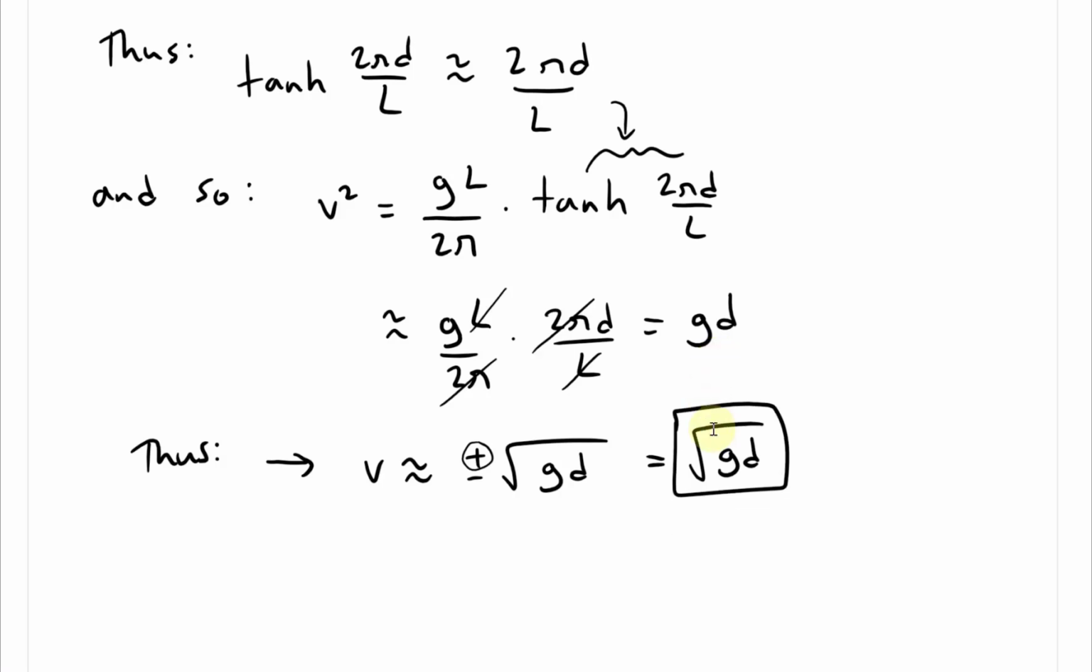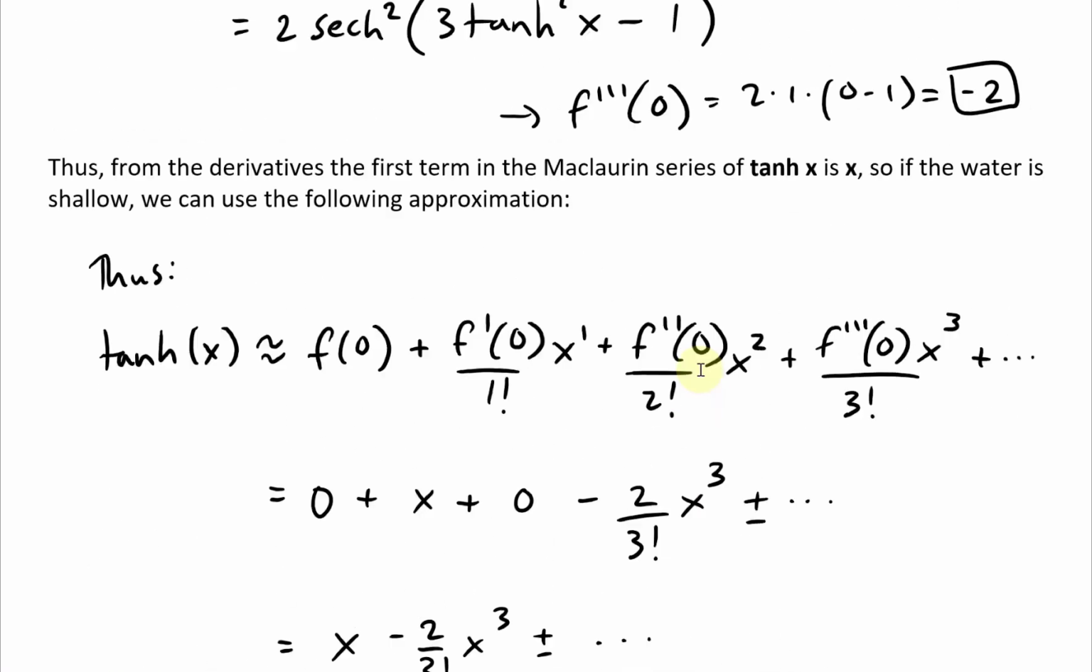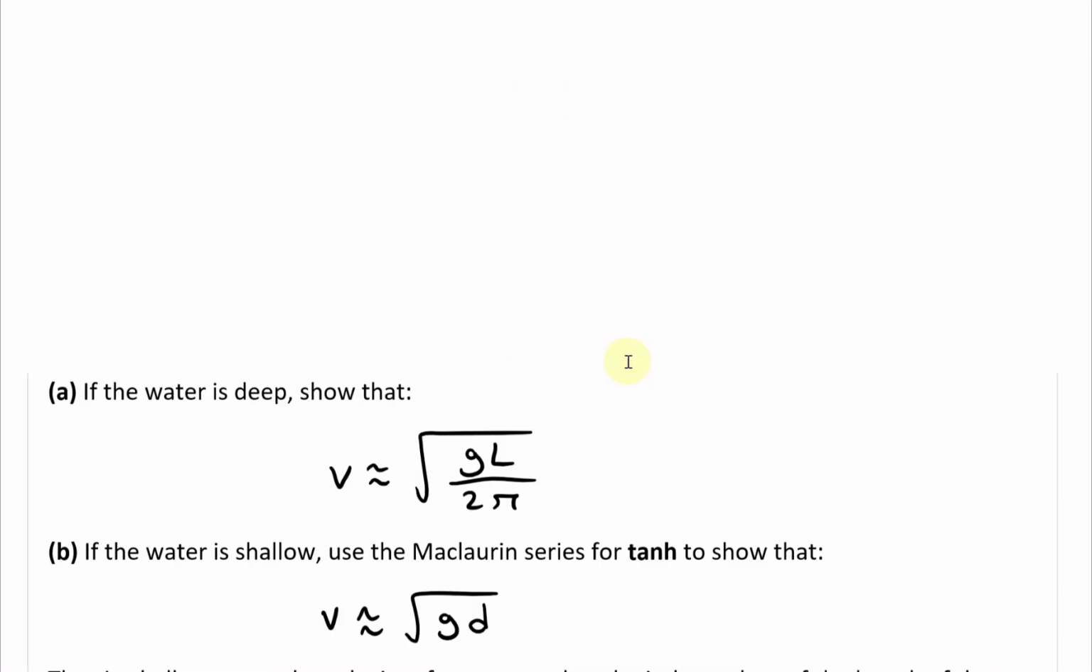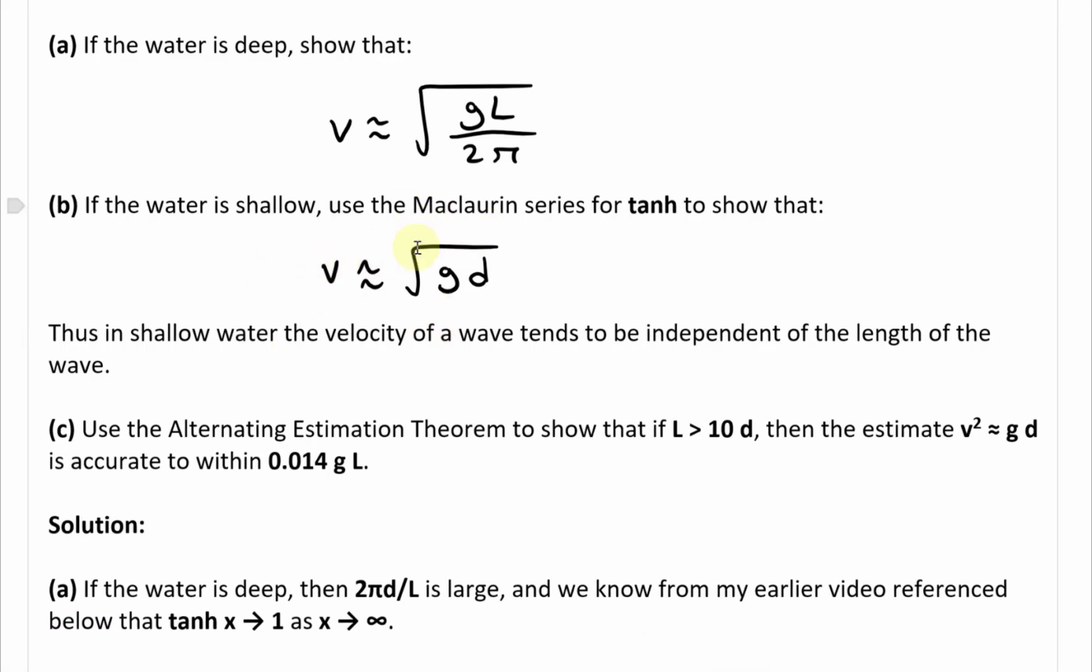And this is the square root of GD. This is exactly what we have, so just a check mark, and you can double check that here. Let's scroll up. Basically we used the Maclaurin series to show that v is approximately equal to the square root of GD. And thus in shallow water, where d is much less than L, the velocity of a wave tends to be independent of the length of the wave.